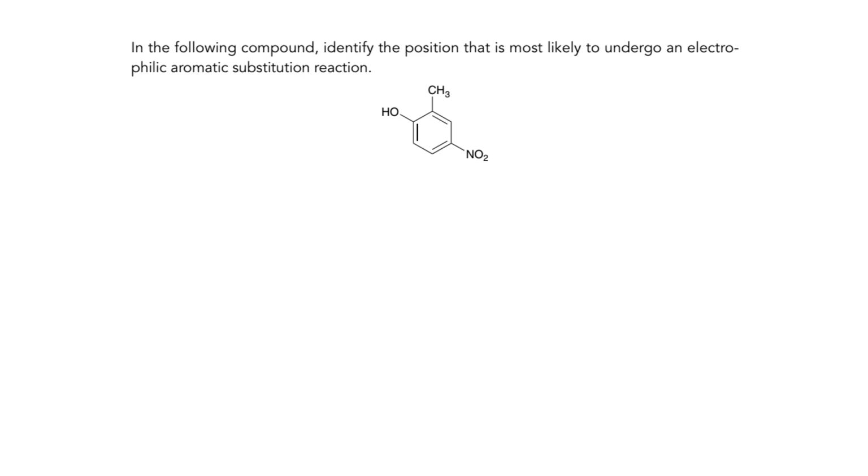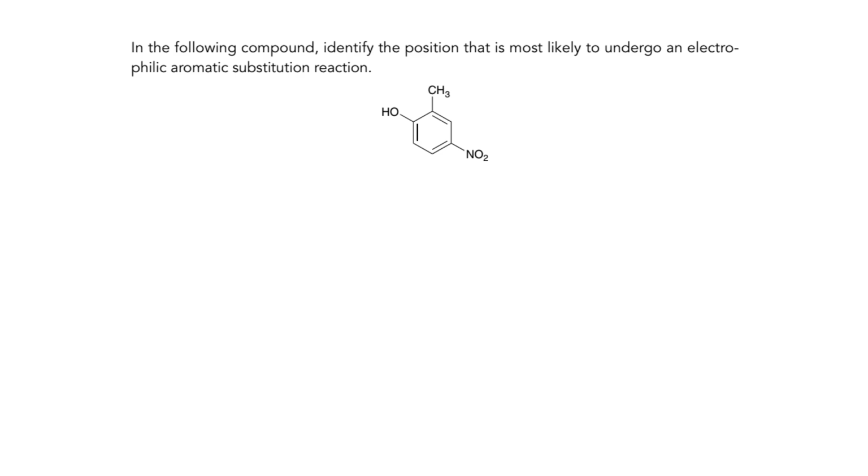And the way that you start this problem is asking yourself, the groups that are currently on this ring, what kind of a directing effect do they have? Are they ortho-para directing? Are they meta-directing? Are they strong activators? Are they weak activators? Let's ask these questions one by one. We'll just look at each group individually one by one.